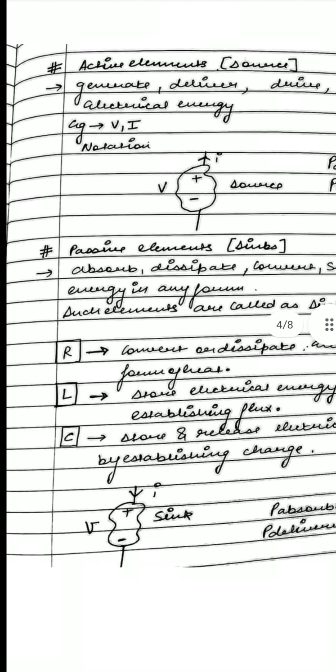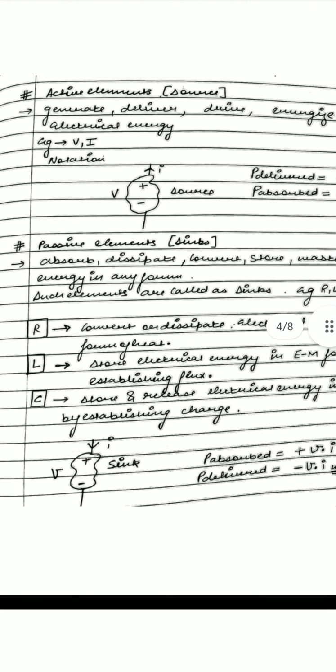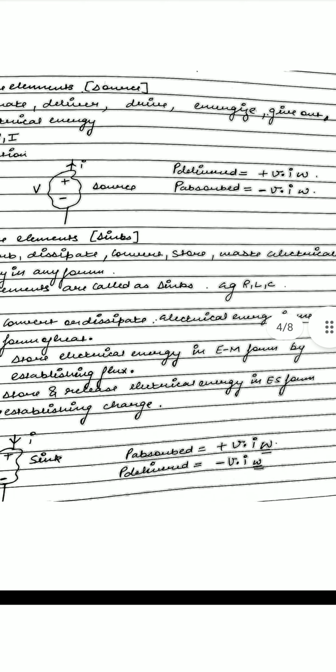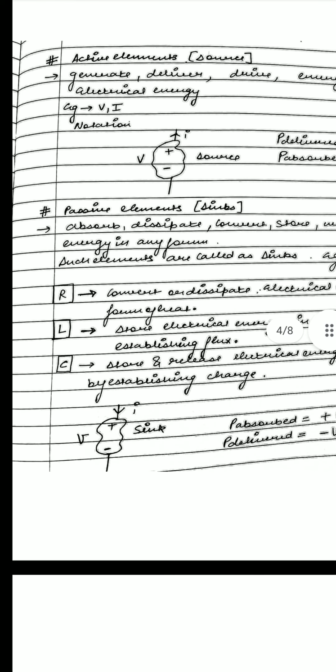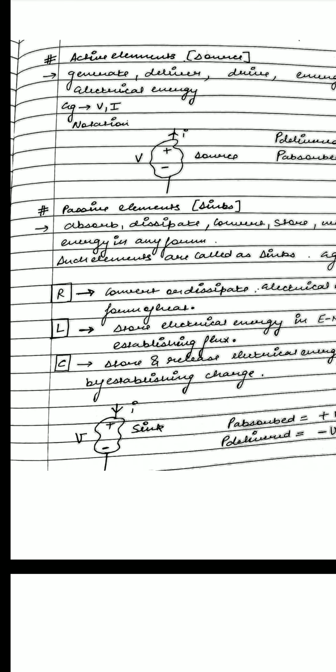Similarly, a passive element, which is also known as a sink, is one which absorbs, dissipates, converts, stores, or wastes electrical energy in any form. Whether it is wasting the electrical energy by converting it into heat, for example a resistor, or into flux, or into electrostatic charge, it is absorbing or converting. Basically, it does not give out energy.